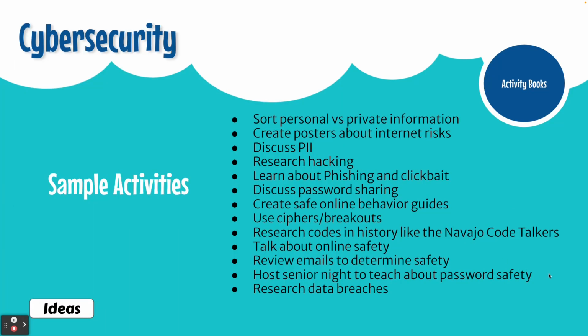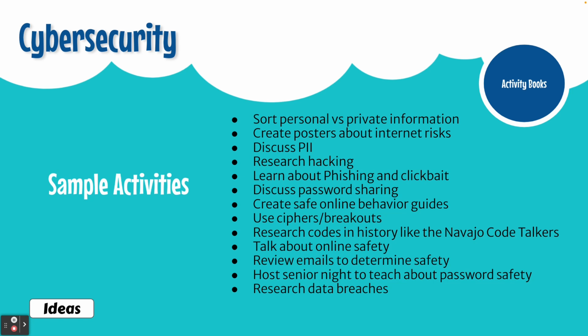Sample activities could be sorting activities, personal versus private, creating posters about our internet risks, discussing personally identifiable information, research hacking as a negative and research ethical hacking as a possible career. Learn about phishing and clickbait, discuss password sharing, create safe online behavior guides. Again, using those ciphers and breakouts, you can research codes through history.